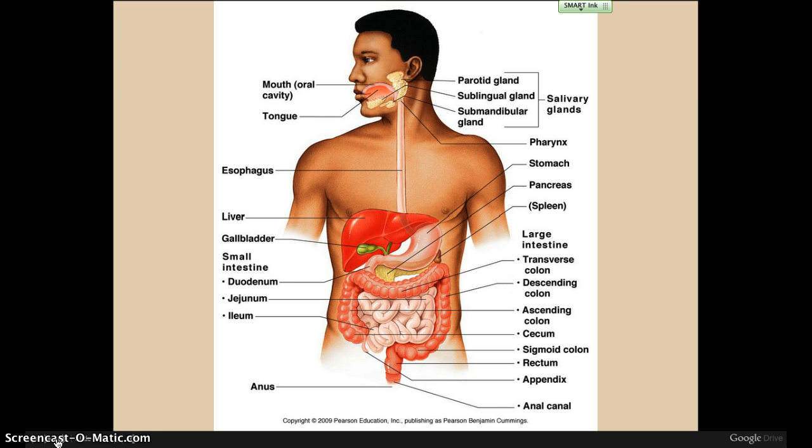This is a picture that I took. It's found in your book on page 470, the basic floor plan of your digestive system. You can see everything's nice and labeled, nice and in color.